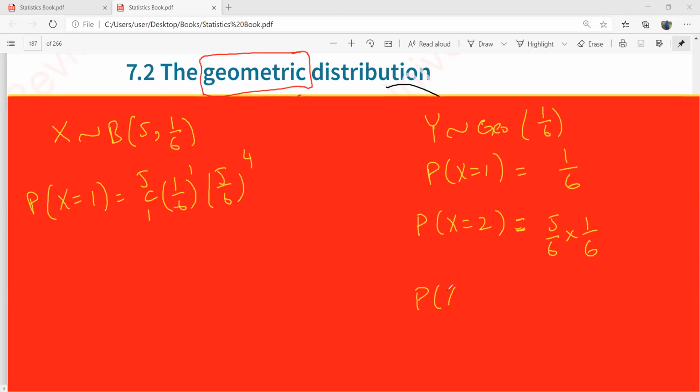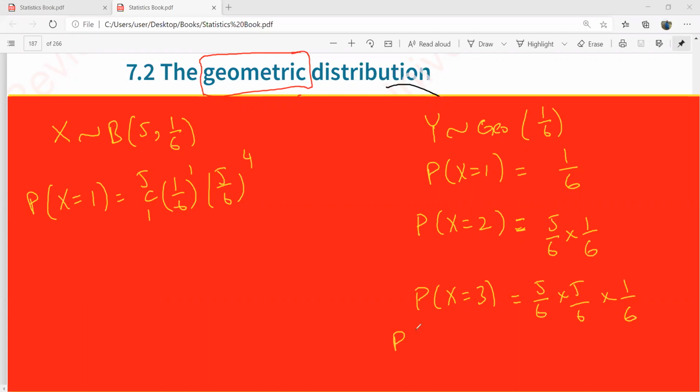Then if you want to find the probability that x equal to 3, this is going to be 5 over 6 times 5 over 6 times 1 over 6. Probability x equal to 3 does not mean that there are 3 sixes. It means that the 6 is happening on the third roll.